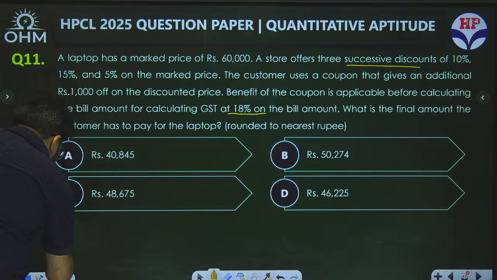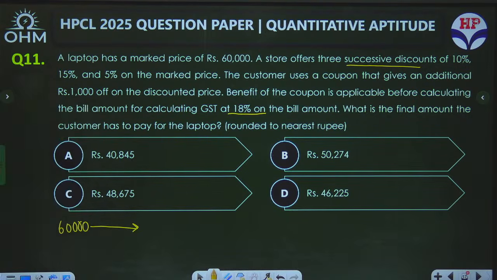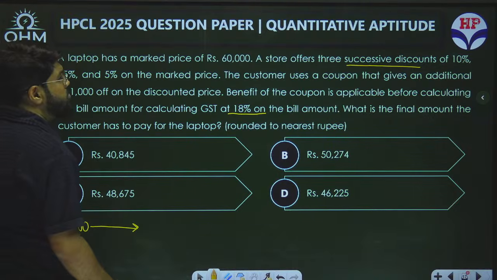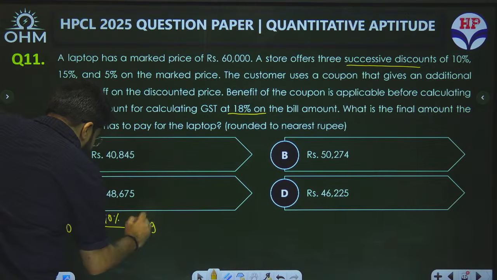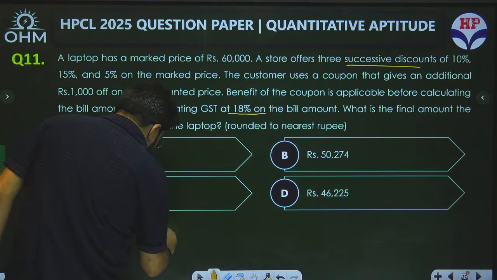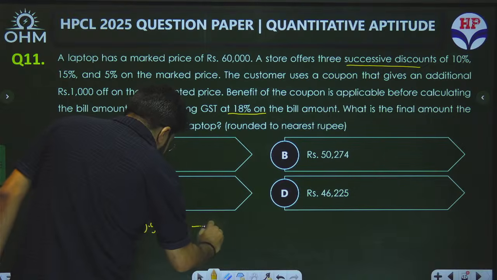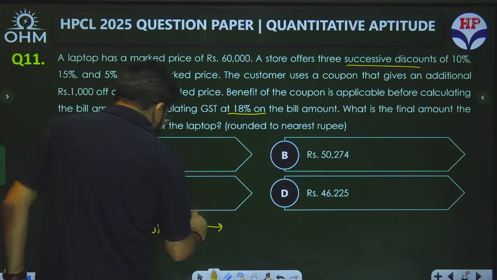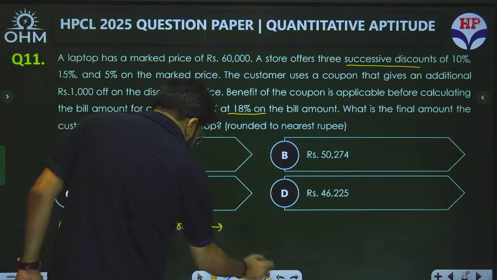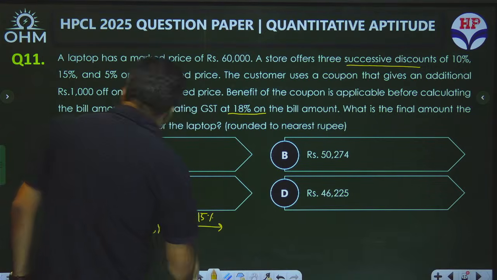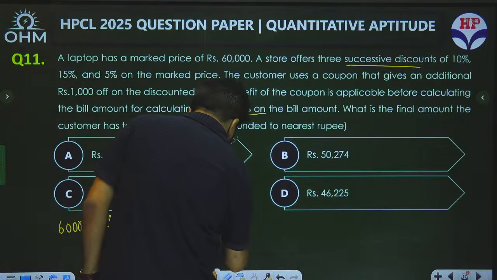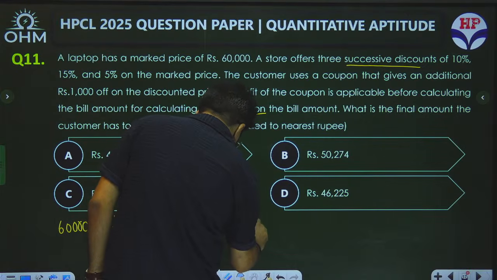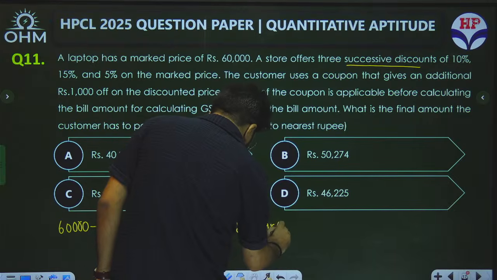The original is 60,000, and again it is successive. Successive percentages are very common in any type of exam usually. Minus 10%, so how much is left? 90%, 0.9 into 60,000. Calculations in one shot we will write down. Then the next value is 15%, a successive change. So how much is left? 85%. So 0.85 into 0.9 into 60,000.